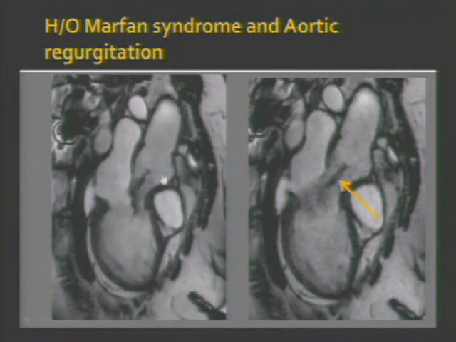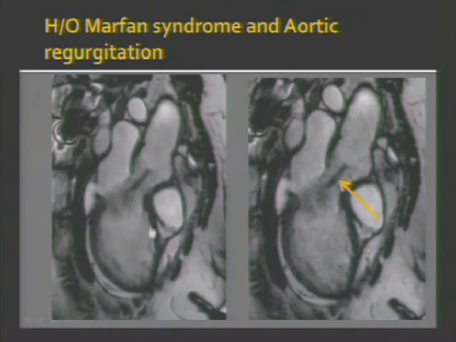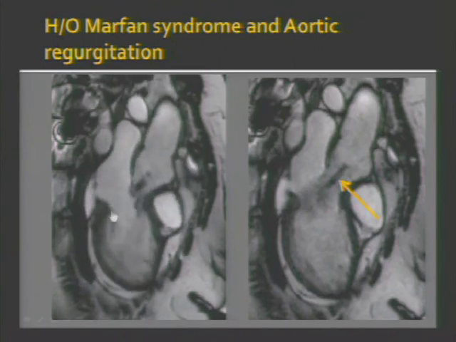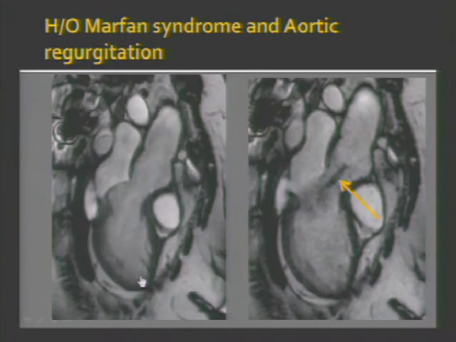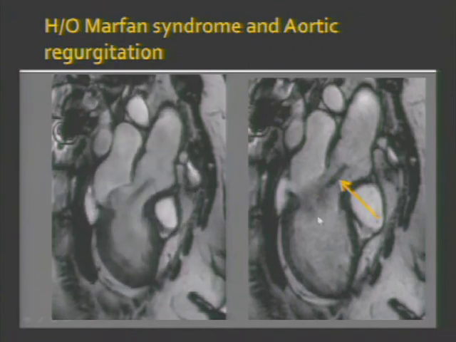Now we're paying attention to the aortic valve. You can see when the aortic valve closes in diastole, there is a jet which is directed into the ventricle. So that's compatible with aortic regurgitation. You can see it with this arrow on the still image.